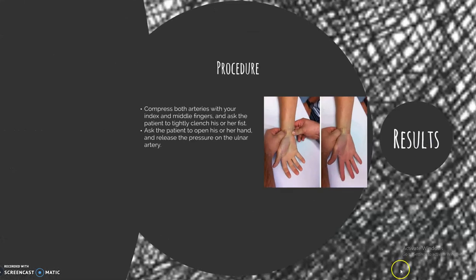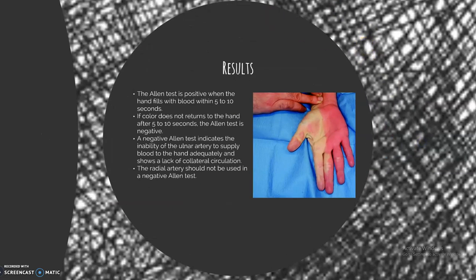The procedure is described in detail in your book, but we're going to compress both arteries with your index and middle fingers and ask the patient to tightly clench his or her fist. Ask the patient to open his or her hand and release the pressure as shown here. We would not use the thumb as shown in this picture. Release the pressure on the ulnar artery. The Allen test is positive when the hand fills with blood within 5 to 10 seconds.